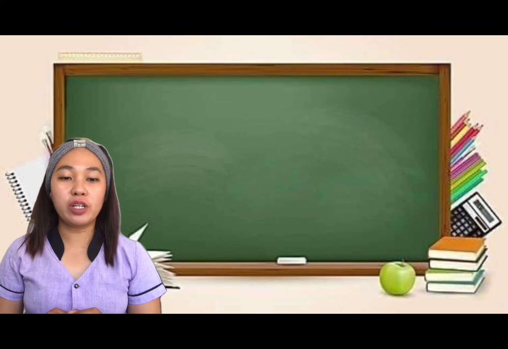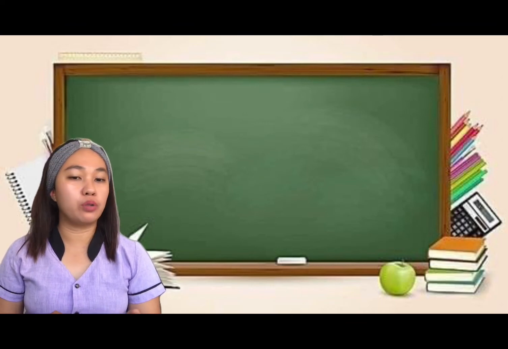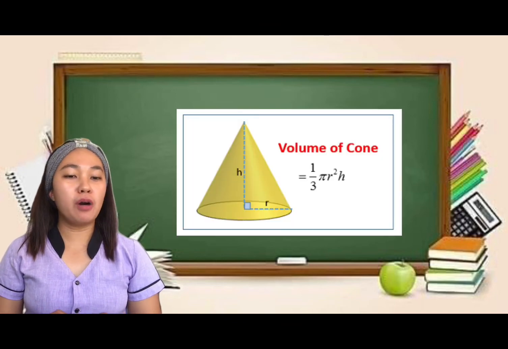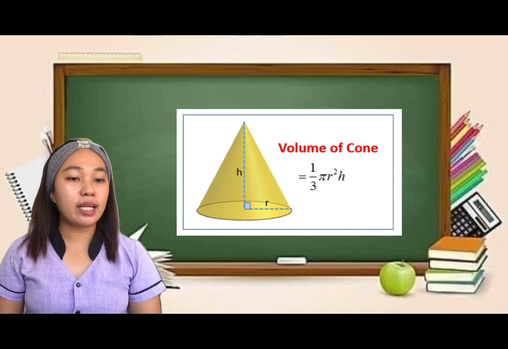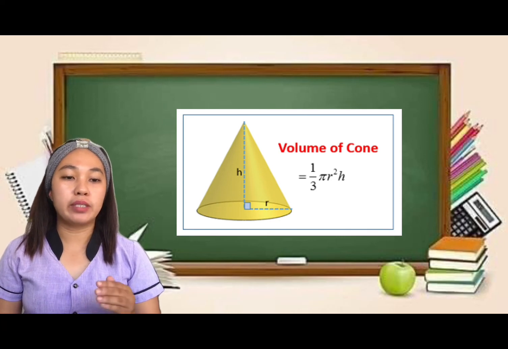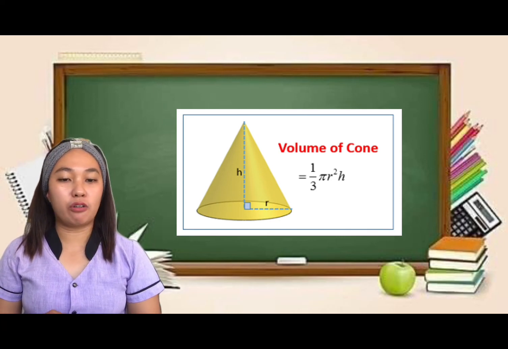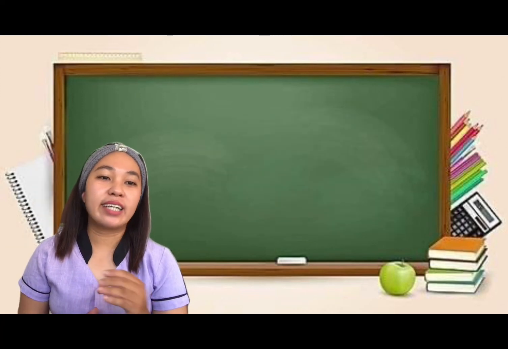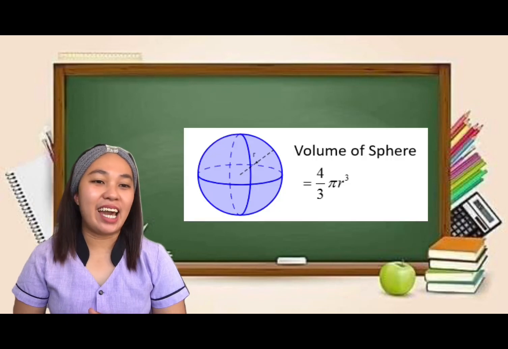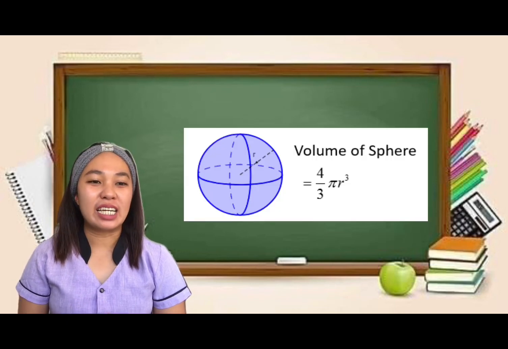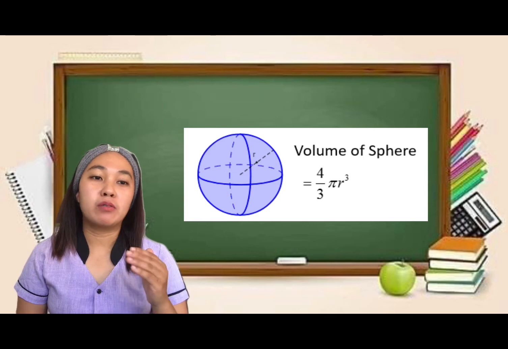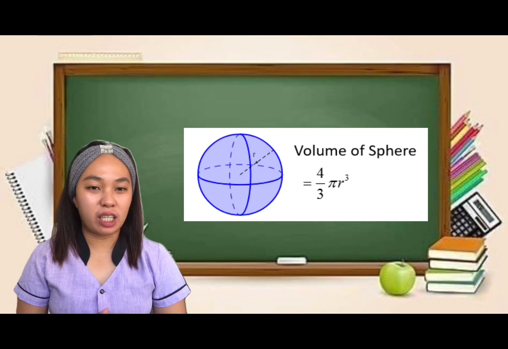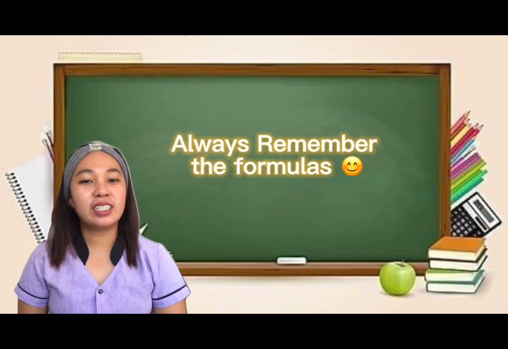What is the formula of the volume of a cone? Yes, Ate Grace? Excellent! The volume of a cone is equal to pi times radius squared times height divided by 3. How about the volume of a sphere? Yes, Ate Claire? Excellent! The volume of a sphere is equal to 4 times pi multiplied by radius cubed divided by 3. Always remember that, mga anak.